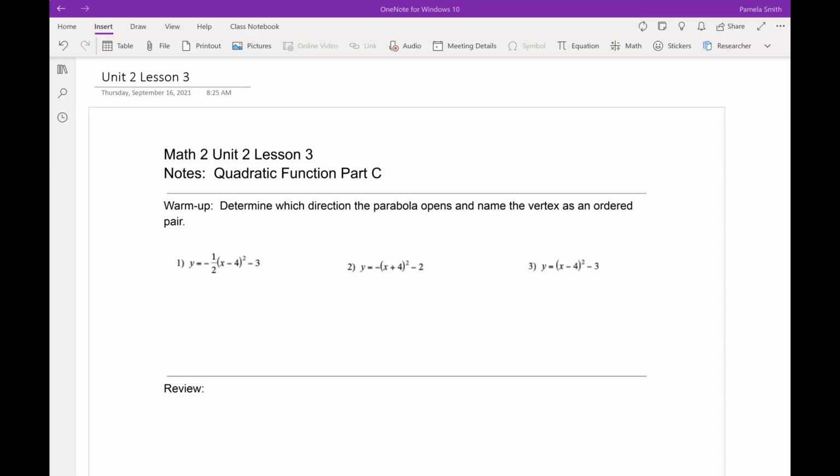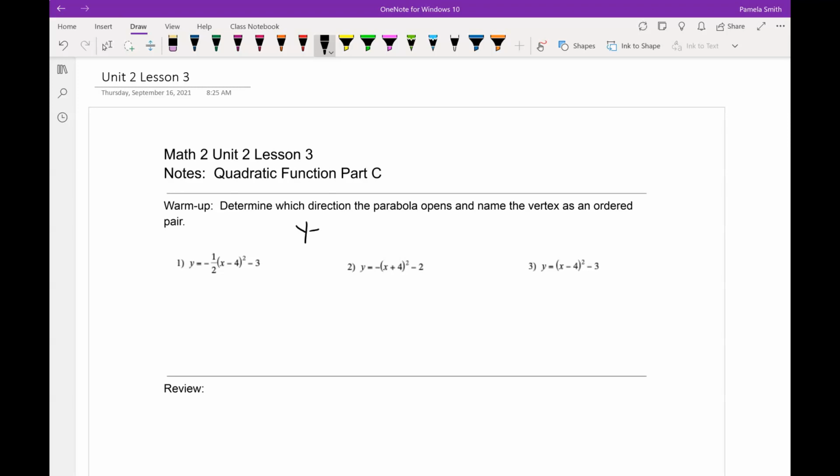All right, your warm-up problems today. Determine which direction the parabola opens and name the vertex as an ordered pair. Again, the main equation that we're working with here is the vertex form of a parabola, which is y equals a times x minus h quantity squared plus k. A is what's going to determine which direction it opens. H and K are going to give me my vertex.